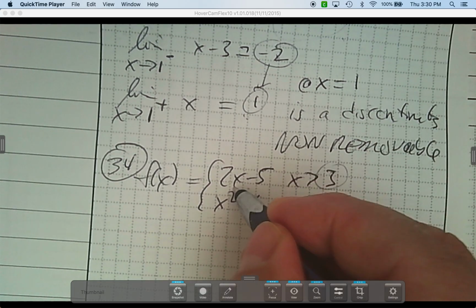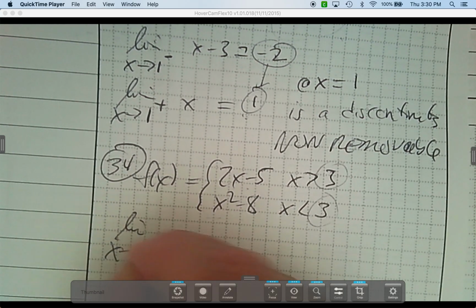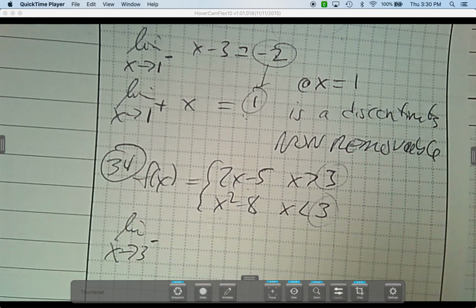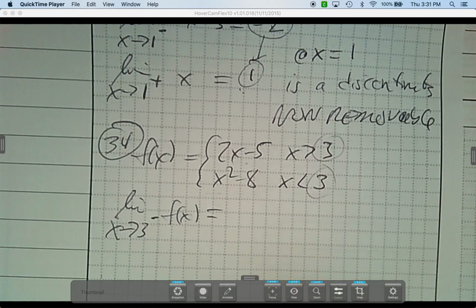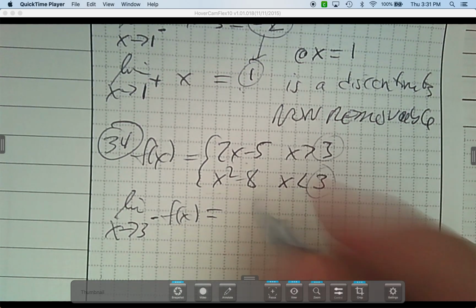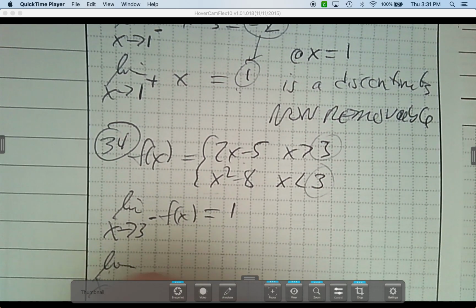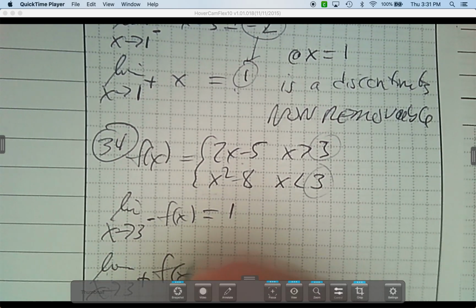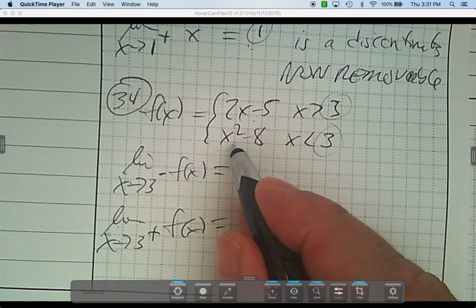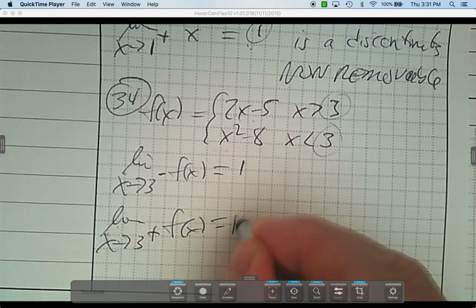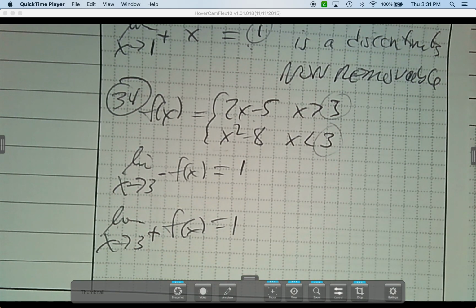So if I plug 3 in, what's the limit as x approaches 3 from the left? I'm not going to rewrite it all. So from the left, when I plug in 3, what's the answer? It's 1. What happens when I plug in 3 from the right of that same function? Plug in 3. What's 9 take away 8? It's also 1. So what did you learn about 34?